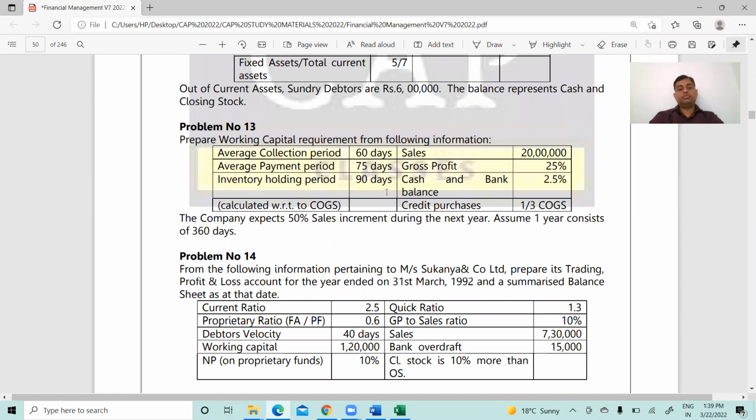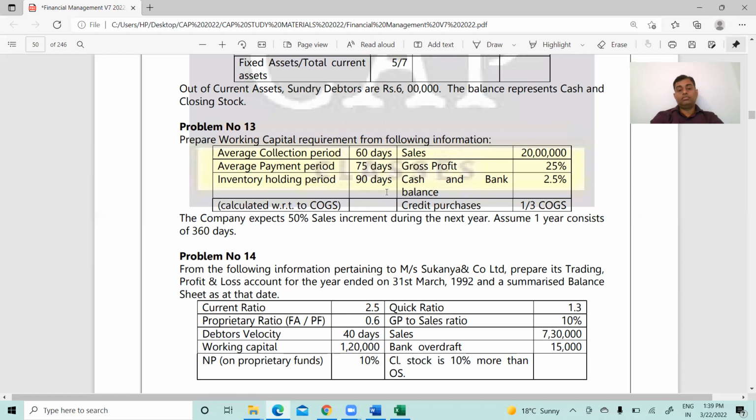Prepare working capital requirement from the following information. Wait, what is the working capital formula? Current assets minus current liabilities. Very good. So we need to calculate current assets, then current liabilities, and subtract current liabilities from current assets. That will be working capital. Correct? Yes, sir. Continue.